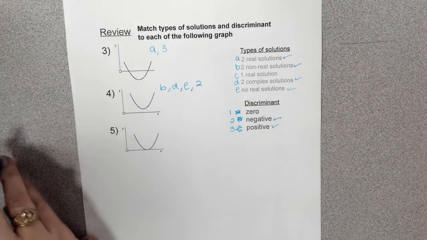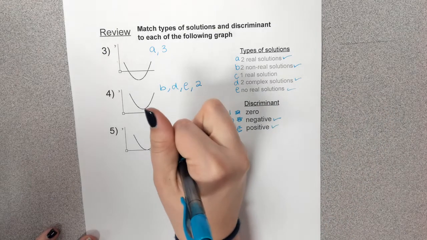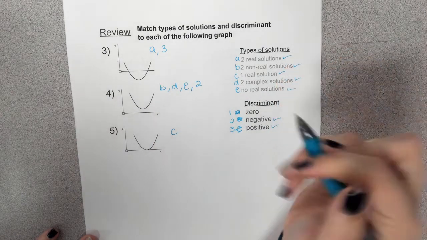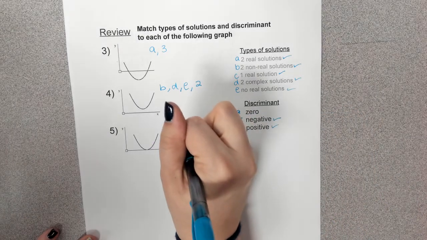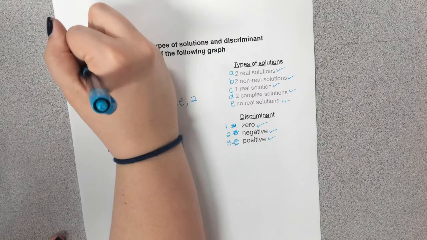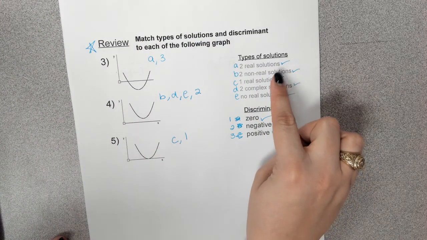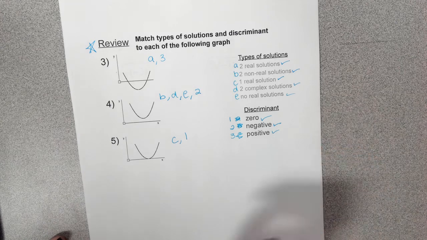So I hope you can guess based off of that what this last one is. Notice it's only touching it one time, so you only have one solution, which is pretty noticeable. And then that means my discriminant is actually a 0. Okay, make sure you study this one. Make sure you know how these look, what they go with, the types that go together, the discriminant, and the type of solutions.